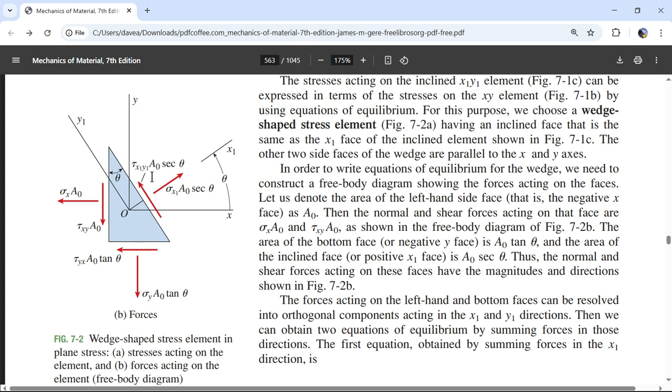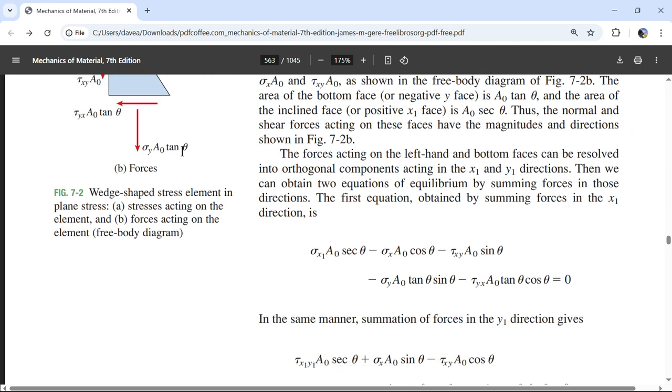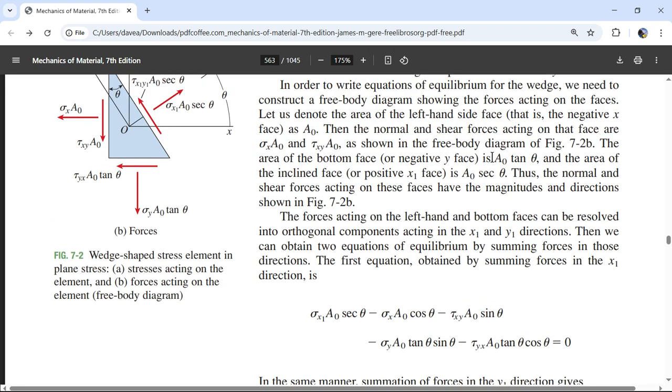So the vertical component is secant theta cosine theta, which is just, so those cancel. Hell yeah. They don't go into the sum of the, no, they do. I think they go into the sum of the forces in the y direction and the x direction. So let's go over that. So the forces acting on the left hand and bottom faces.